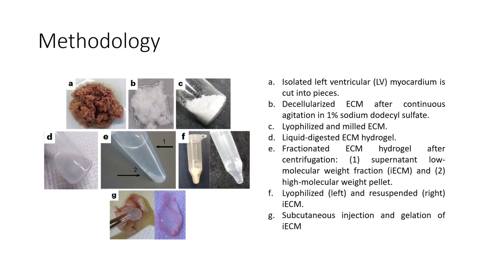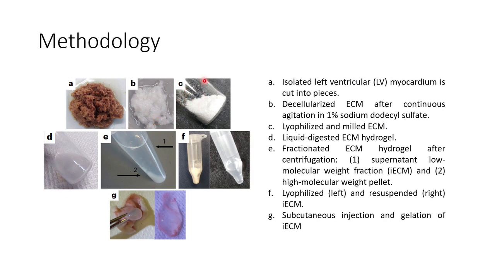So they have taken left ventricular myocardial tissue. They have cut it into fine pieces. They have decellularized it. So if you decellularize any tissue, whether it is an animal or a plant or any tissue, it will be wiped off of all its pigment and cells. They have decellularized it with 1% SDS, sodium dodecyl sulfate.